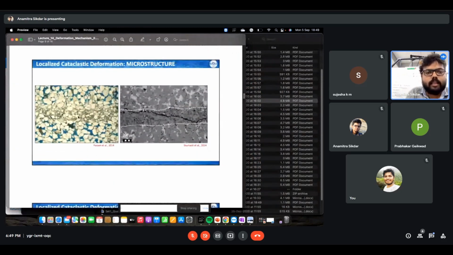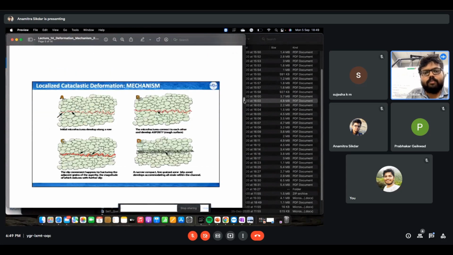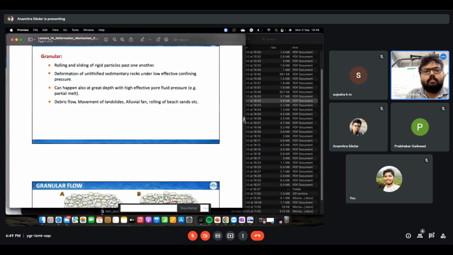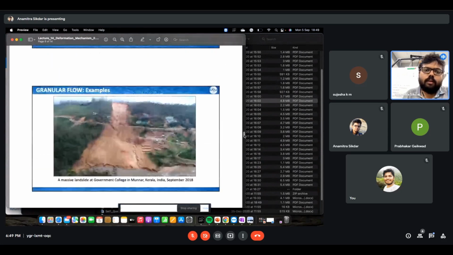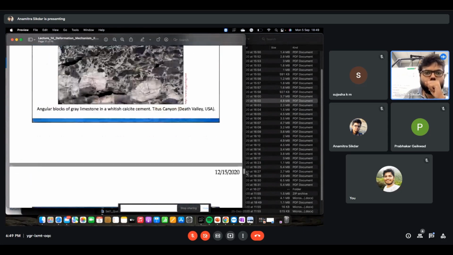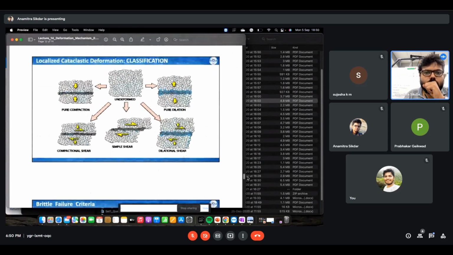You can see in this image the grains are showing very sharp edges, so they are actually broken, and there is a kind of cement in between that is bonding these things. So these are the localizations of cataclastic deformation. This slide is mostly about cataclastic deformation.